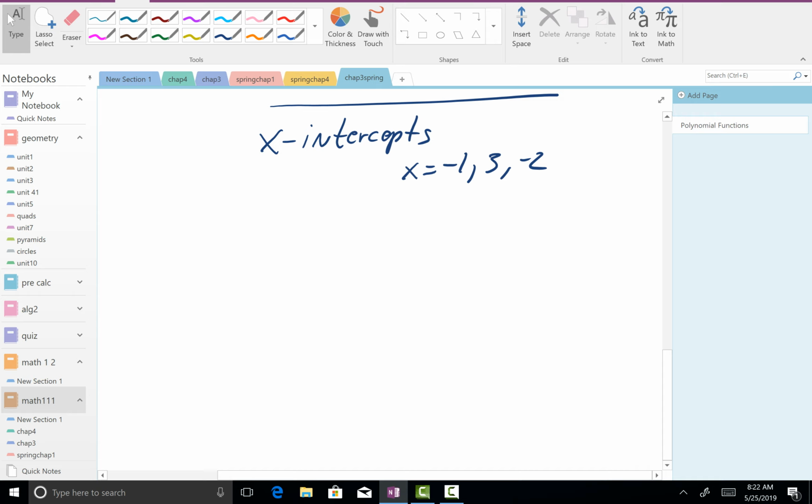Absolute minimum. This is some stuff that we've had before. X-intercepts. This has a degree of 2 because if we FOIL this out, we're going to get x squared, and that's the highest power. So this has a degree of 2. Right? And it's a nice U shape.